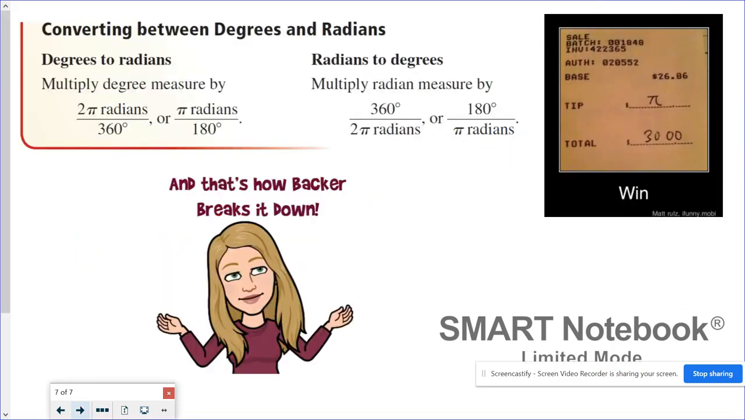So that is your little introduction into radians. You will definitely do more with this in Algebra 2 and pre-calc and beyond. Here, I want you to simply be able to convert between degrees and radians. So to go from degrees to radians, you multiply by pi over 180. To go from radians to degrees, you multiply by 180 over pi. And that's how Backer breaks it down.